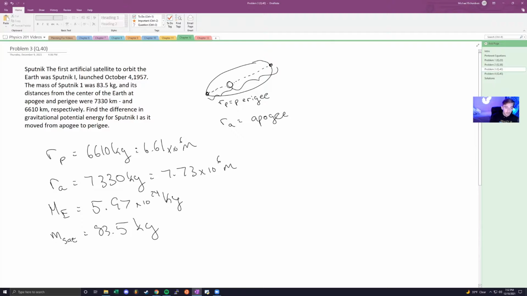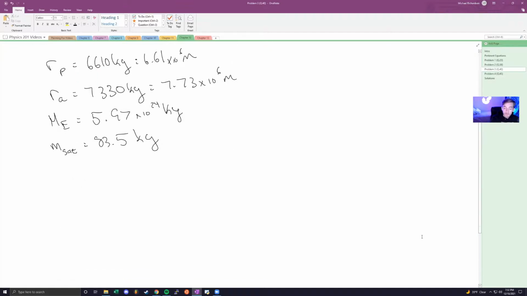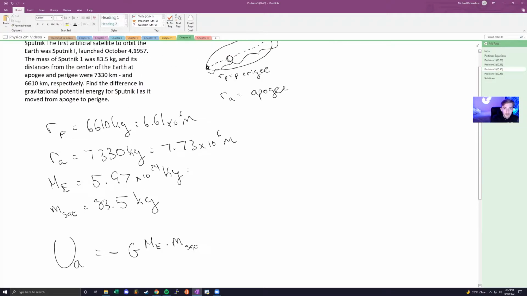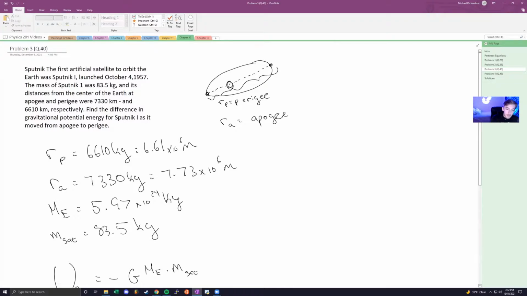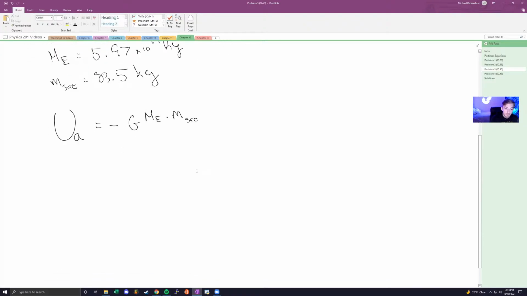So we want to find the difference in gravitational potential for Sputnik 1 as it moved from the longest distance away to the shortest. So we have it that our gravitational potential at apogee is going to be negative G times the mass of the Earth times the mass of our satellite. And I want to make a good distinction here as well. This isn't the sun right here. This is us considering Earth instead of the sun. The same principles would apply for perigee and apogee.